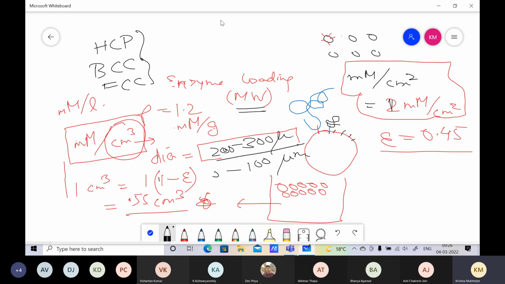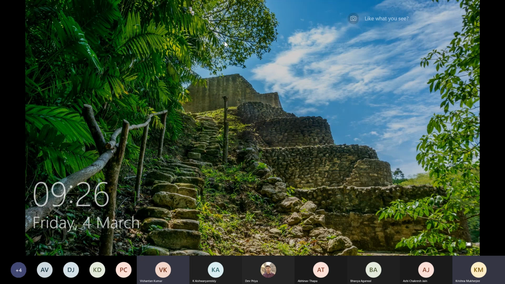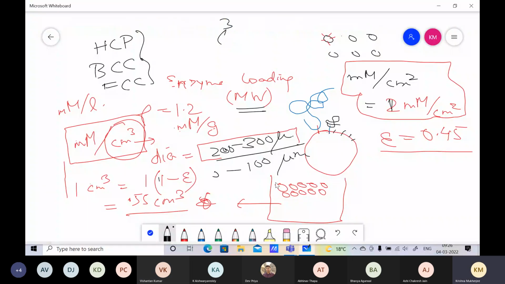So 3 by R, where R is the mean radius. Can you see this screen? Can all of you? Yes, sir. So 3 by R.